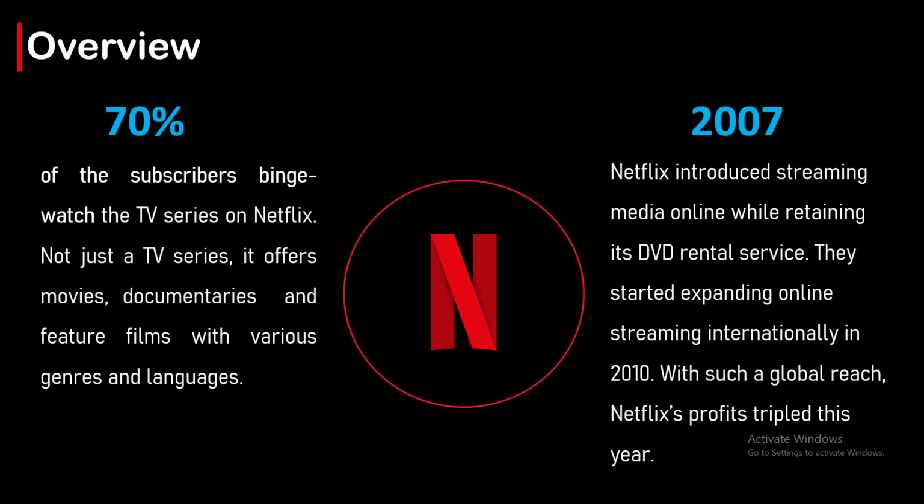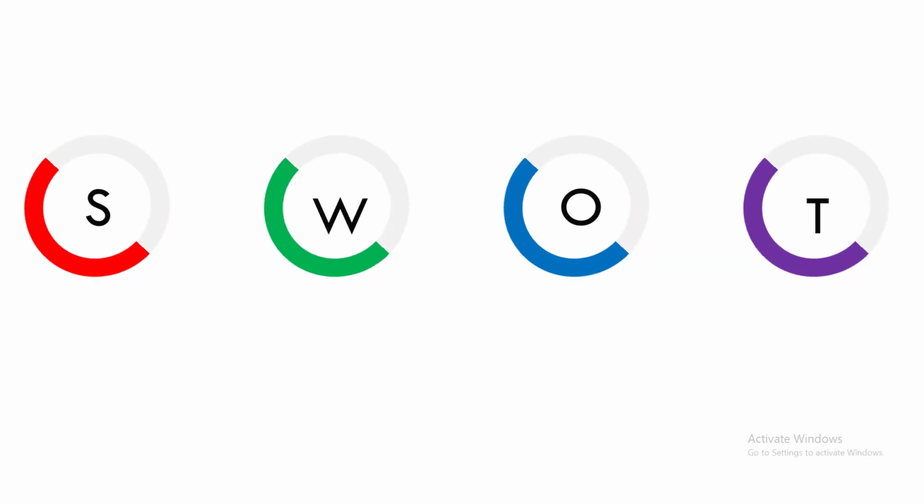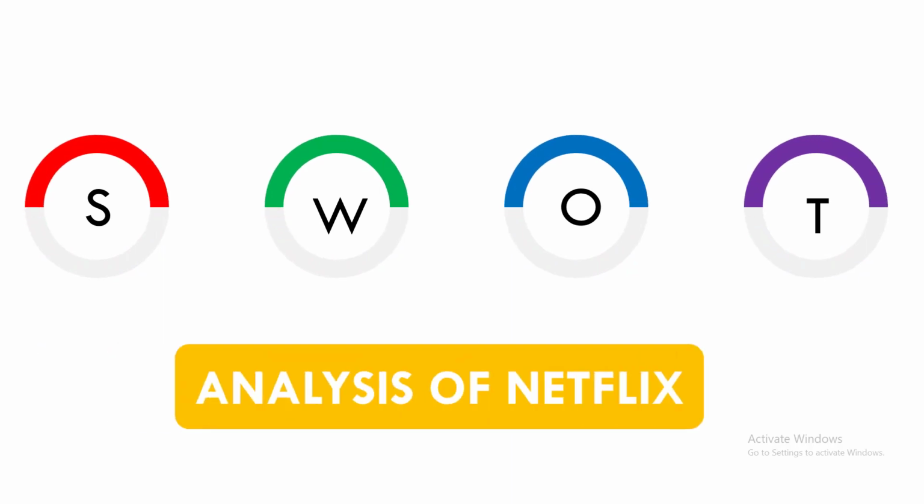In 2007, Netflix introduced streaming media online while retaining its DVD rental service. They started expanding online streaming internationally in 2010. With such a global reach, Netflix's profit tripled this year. How is it so successful? Did it face any ups and downs? To answer these fundamental questions, let's look at a detailed SWOT analysis of Netflix.